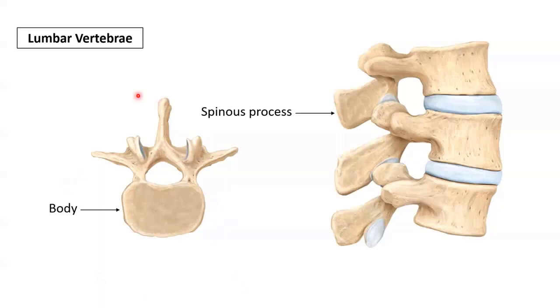So they're big vertebrae. They contain big oval bodies, which you can see superiorly and on a lateral view. And our spinous processes are quite rectangular compared to the pointed spinous processes of our thoracic vertebrae.